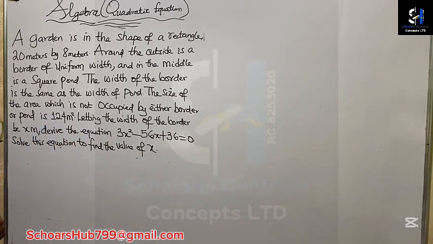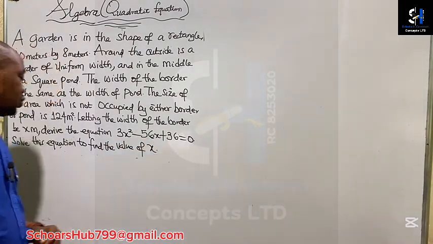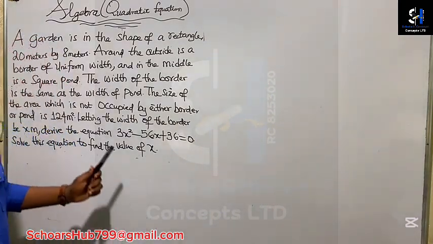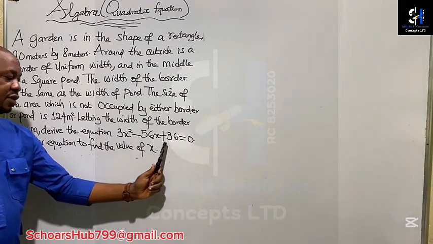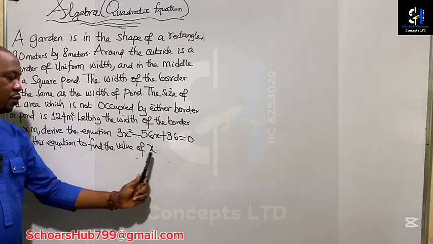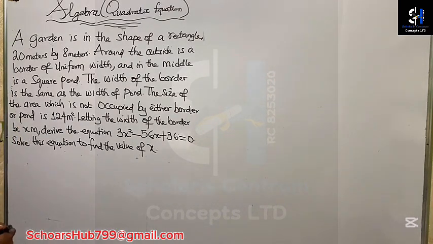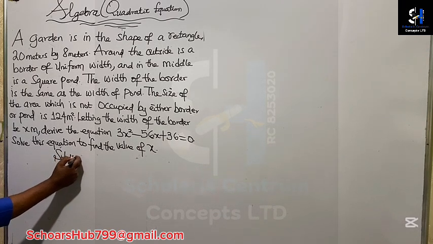Letting the width of the border be x meters, derive the equation 3x squared minus 56x plus 36 equals 0. Solve this equation to find the value of x. So we're going to derive this equation, and when we derive this equation, we can now solve for the value of x. All right, so let's see how that can be done.